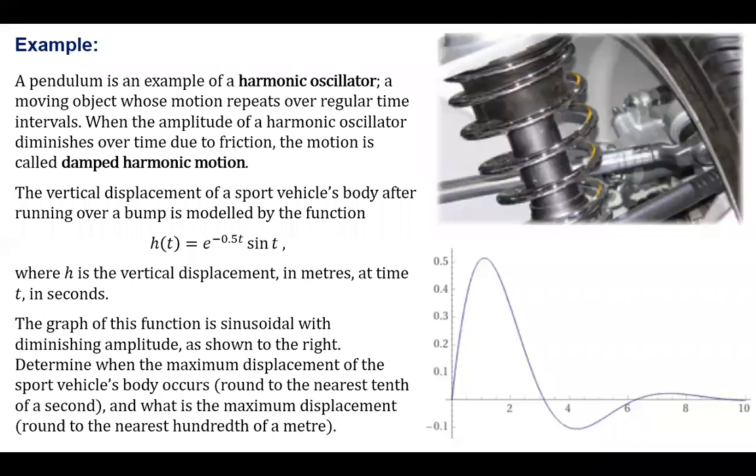The vertical displacement of a sport vehicle's body after running over a bump is modeled by the function h(t) equals e raised to the power of negative 0.5t times sine t, where h is the vertical displacement in meters at time t in seconds. The graph of this function is sinusoidal with diminishing amplitude, as shown to the right. Determine when the maximum displacement of the sport vehicle's body occurs, rounded to the nearest tenth of a second. And what is the maximum displacement? Round to the nearest hundredth of a meter. Okay, I'll give you 5 minutes to think about this question here.